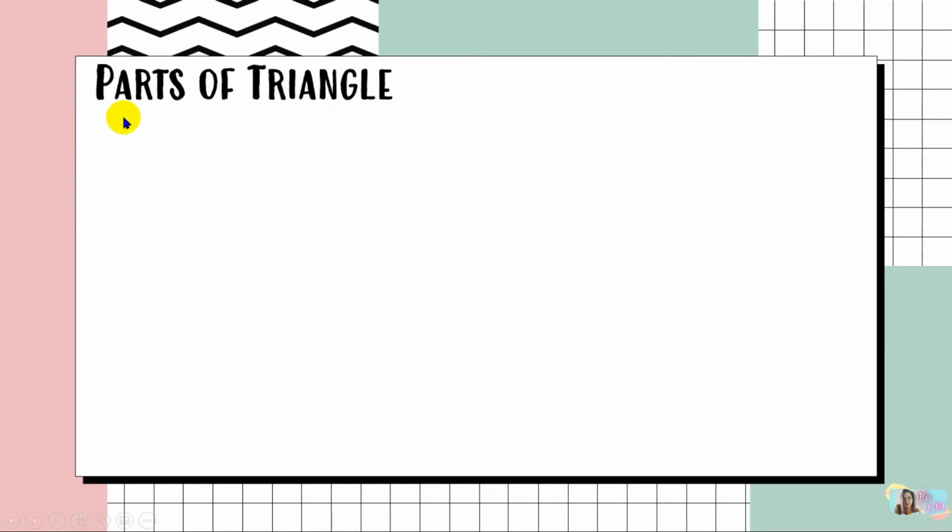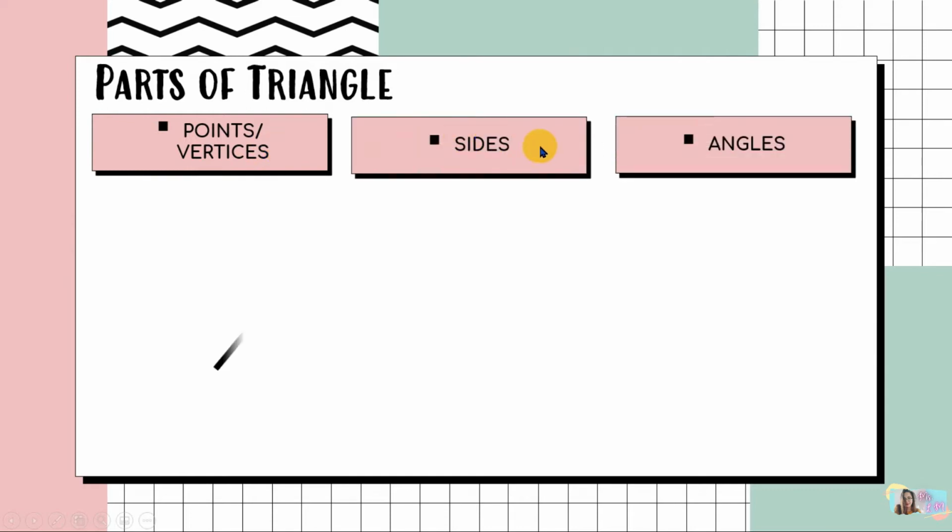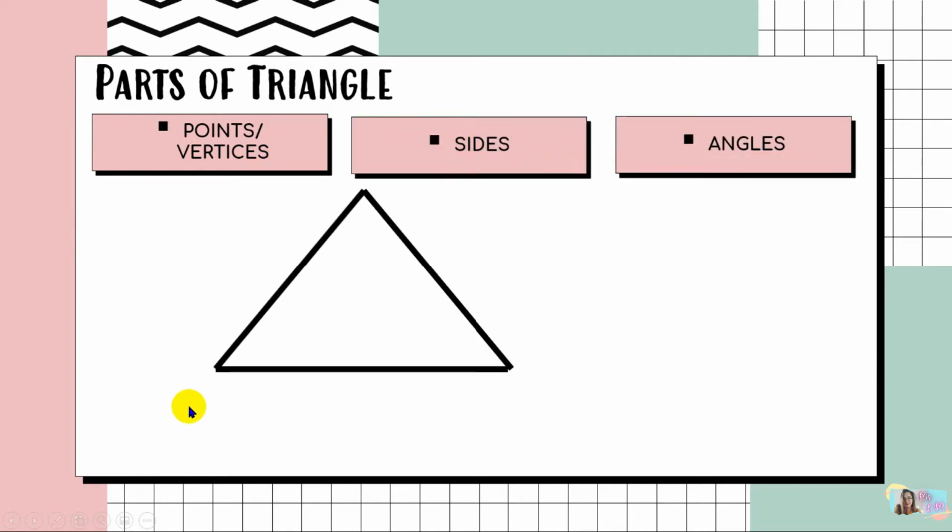The parts of a triangle are the points or vertices, the sides, and the angles. Here are the points, and then we also have the sides. Again, the markings like these mean that they have different measurements. And then we have the angles. These markings also signify that the angles have different measurements.